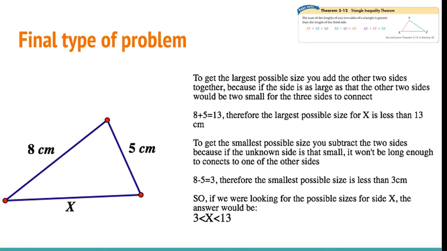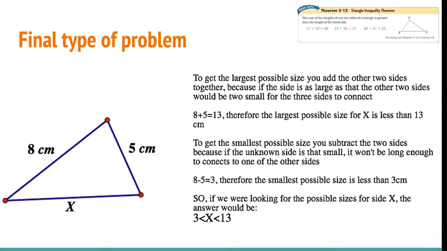The final type of problem will give you the length of two sides and ask you to find the length of the third side. To get the largest possible side, you have to add the other two sides together. Because if the third side is as large or larger than the other two sides combined, it would be too large to connect to the other two sides. Therefore, 8 plus 5 is 13, so the largest possible side for x is 13 centimeters.